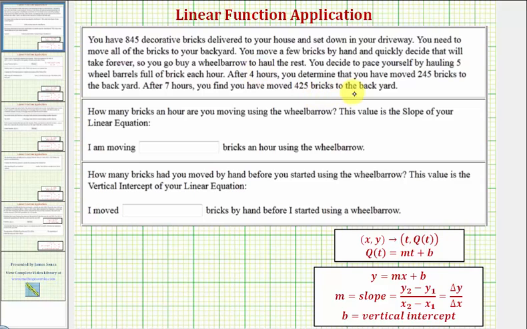After 4 hours, you determine you have moved 245 bricks to the backyard. After 7 hours, you have moved 425 bricks to the backyard. The first question is, how many bricks an hour are you moving using the wheelbarrow?